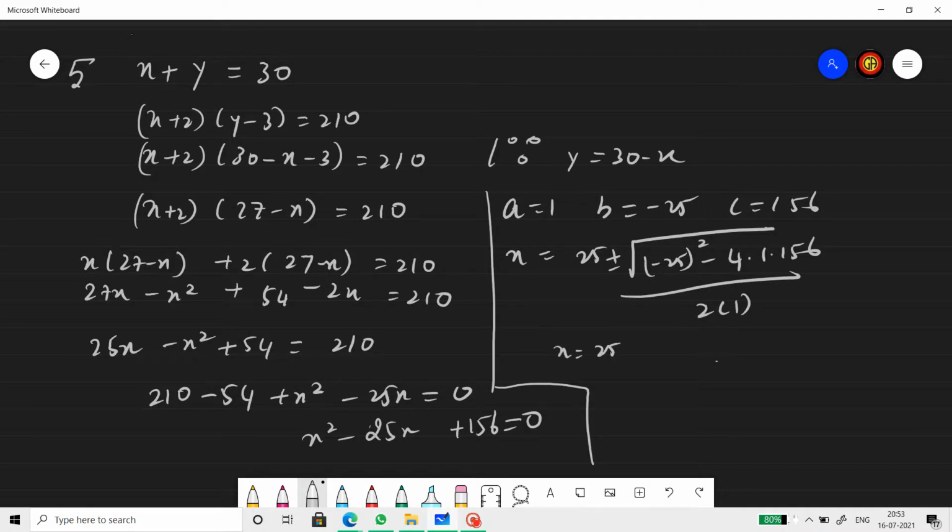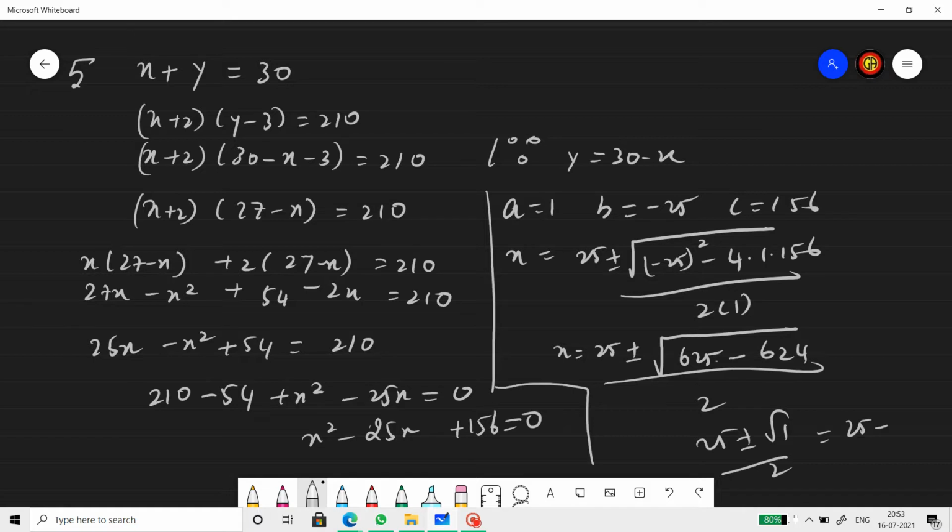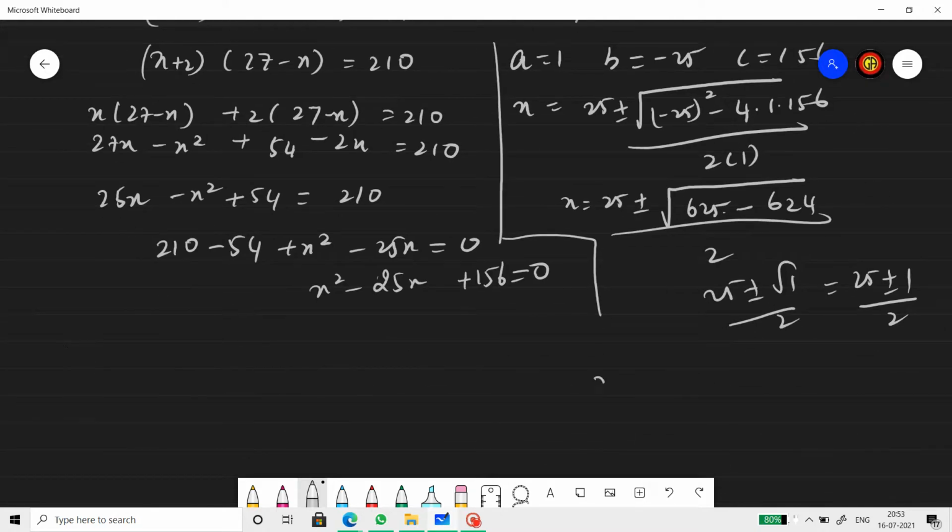So x equals 25 plus or minus root over 625 minus 156 into 4. That will give us 624 by 2. So we get 25 plus or minus root 1 by 2. So 25 plus or minus 1 by 2. So we get x equals 26 by 2 and 24 by 2. So x equals 13, 12.